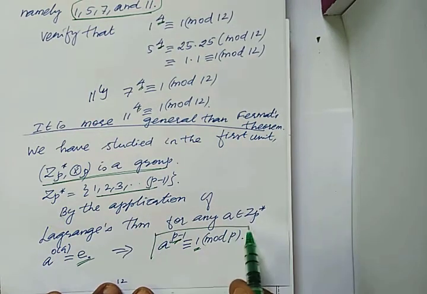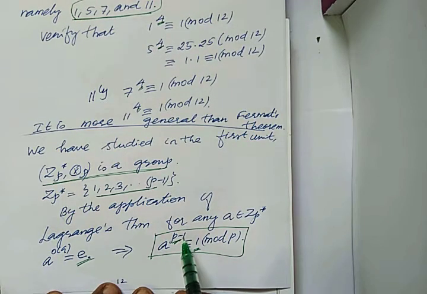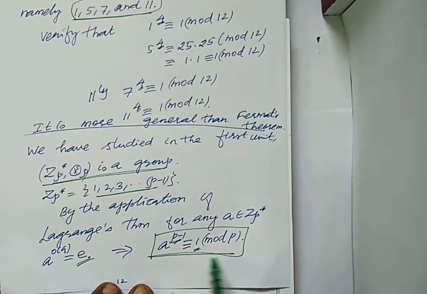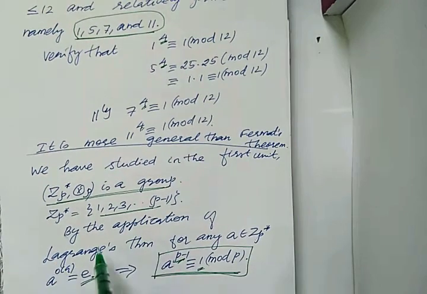So we can write this: a to the power p minus 1, if we find this modulo p, we will get 1. Right? So we have studied this in the first unit. See, this is Fermat's theorem, right? Using similar arguments with Lagrange's theorem, we could prove it in one line. Similarly, let us see one more concept.